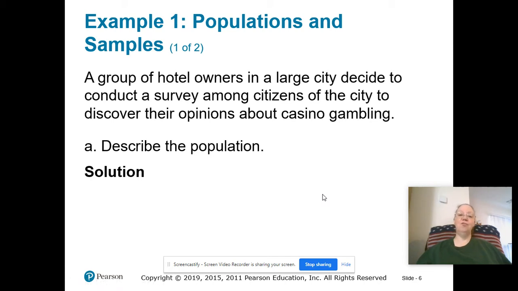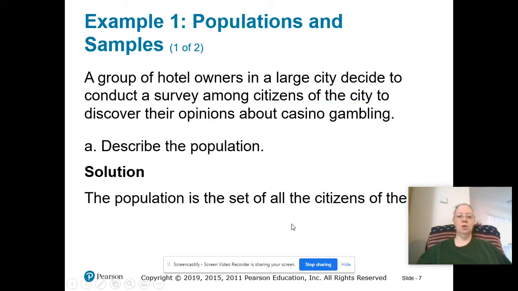So we have a group of hotel owners in a large city. They decide to conduct a survey among citizens of the city to discover their opinions about casino gambling. So what would be the population? Well, the population is the citizens of that particular city. We wouldn't be doing citizens of a different city. We wouldn't be doing citizens of the county or the state. If we want to know how the citizens of the city feel, that's the population, the citizens of the city. The population is a set of all citizens of the city.